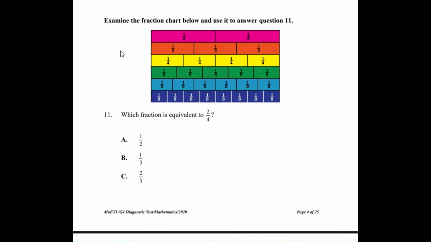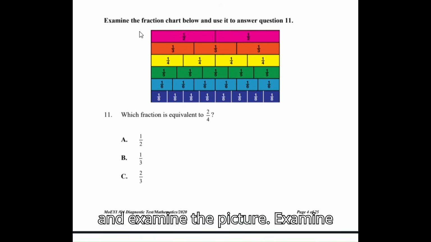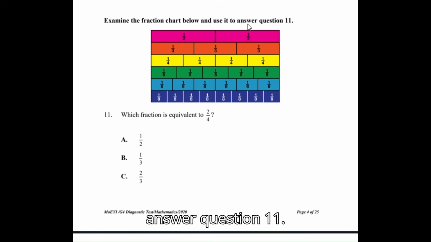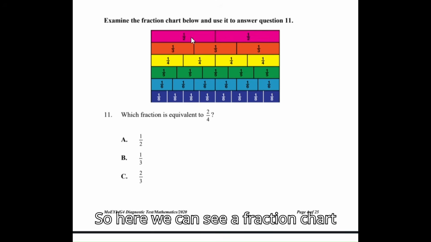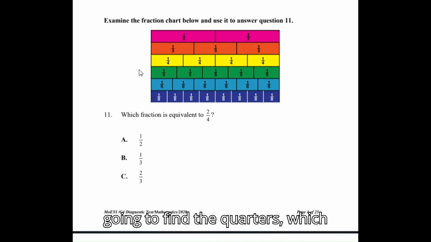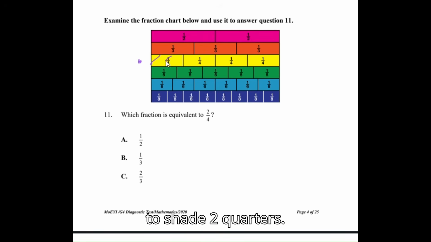Moving on. Let us read the instruction and examine the picture. Examine the fraction chart below and use it to answer question 11. So here we can see a fraction chart and the different fractions that are represented on it: a half, thirds, quarters, fifths, sixths, and eighths. So question 11 asks, which fraction is equivalent to 2 quarters? So we're going to find the quarters, which is in this section, and we're going to shade 2 quarters.